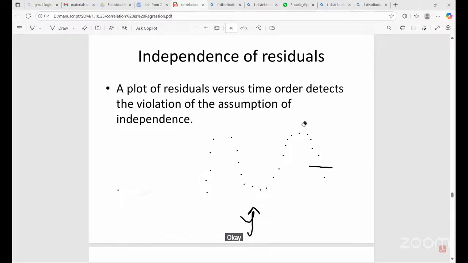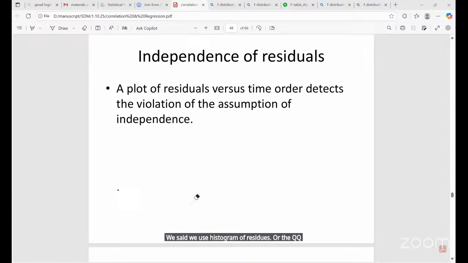Okay. Then for normality, we said we use a histogram of residuals or the QQ plot.